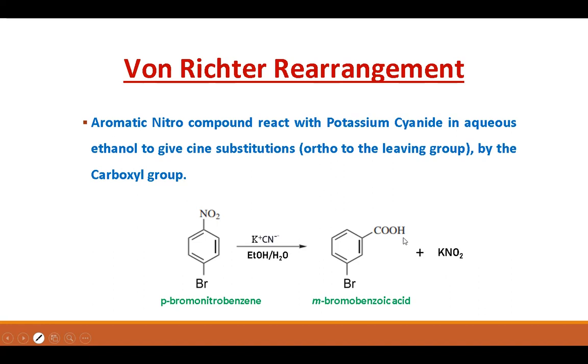This rearrangement can also be inhibited in the presence of potassium ferrocyanide and sodium sulfite. This reaction gives best results when electron withdrawing groups are in ortho and para positions. However, yields are generally poor to moderate, ranging from 1% to 50%.